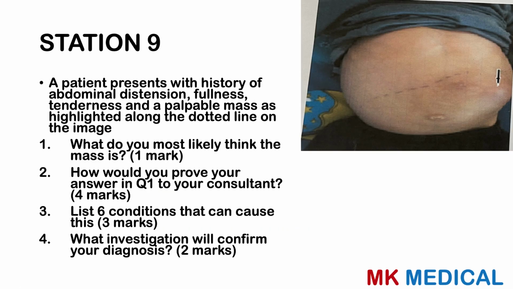Station 9. A patient presents with a history of abdominal distension, fullness, tenderness, and a palpable mass as highlighted along the dotted line on the image. What do you most likely think the mass is? How would you prove your answer in question 1 to your consultant? List 6 conditions that can cause this. What investigation will confirm your diagnosis?